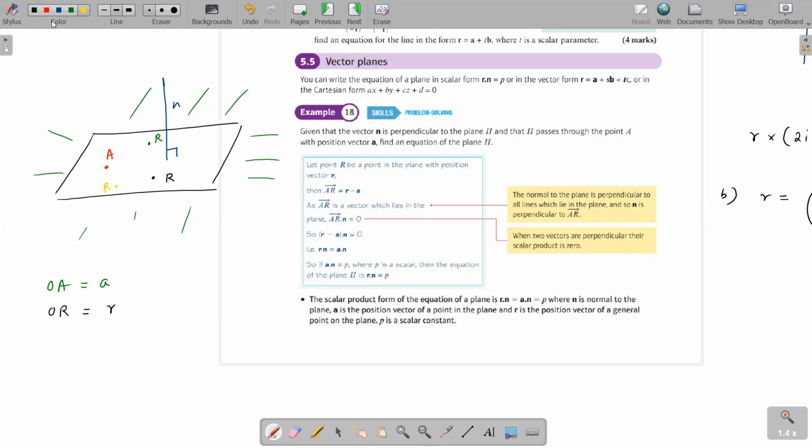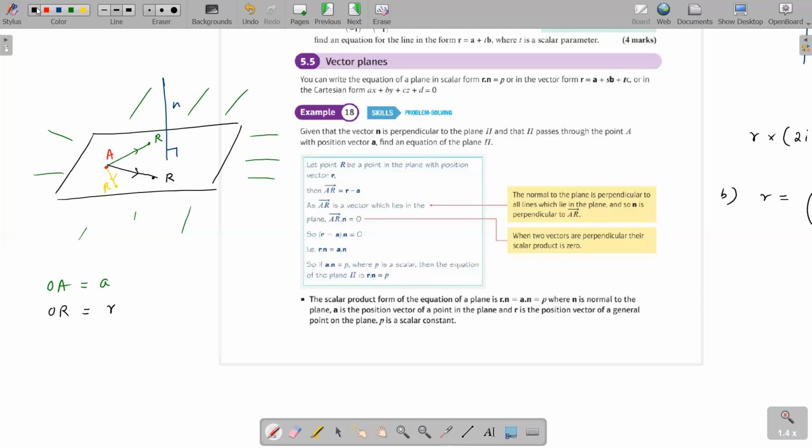Do you notice something about the AR vector and the N vector? Regardless of which direction you take the AR vector, AR is always on this horizontal plane, since R can be anywhere on the plane. AR is always on this flat plane, while N is vertical to that horizontal plane. Which means regardless of where R is, the AR vector will always be perpendicular to vector N. Do you agree?